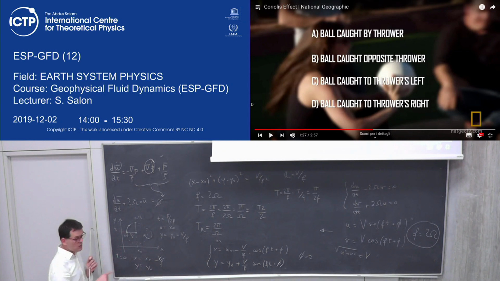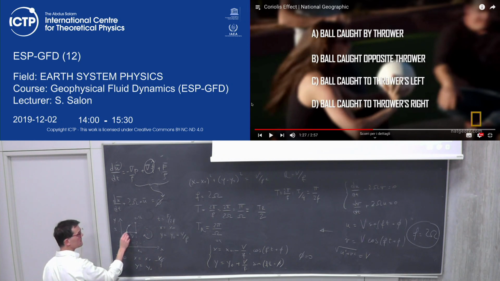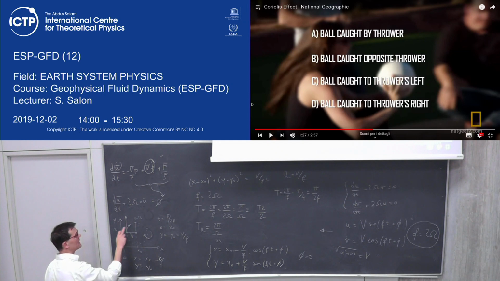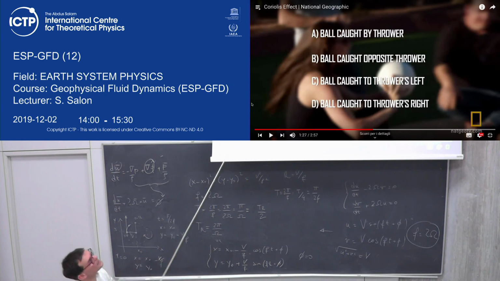Okay. So if I'm having a force, because of course there is a force. In our case there is no force, but here there is one force which is throwing, like in the sketch before. So from this point I'm going to throw. And here, since I'm having a velocity which is not equal to 0, I'm having the effect of Coriolis. So what will be? The ball will be caught by the thrower. The ball will be caught by the opposite, on the left or on the right.